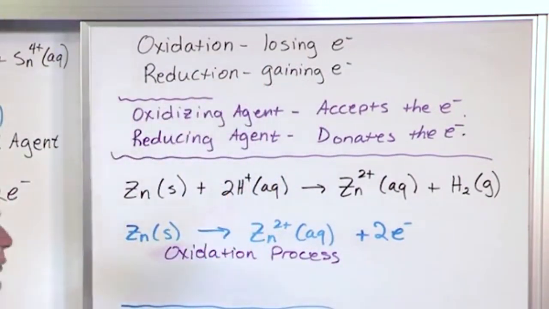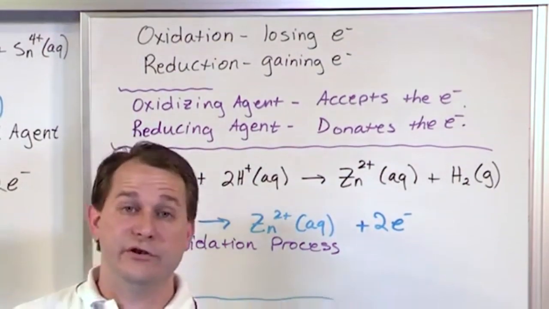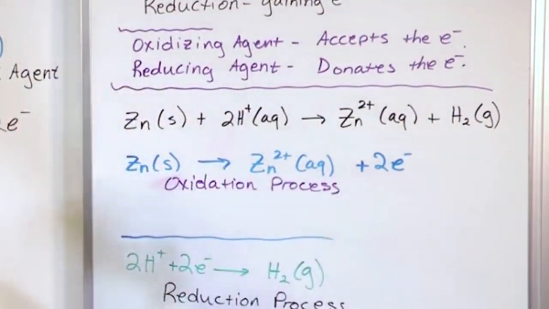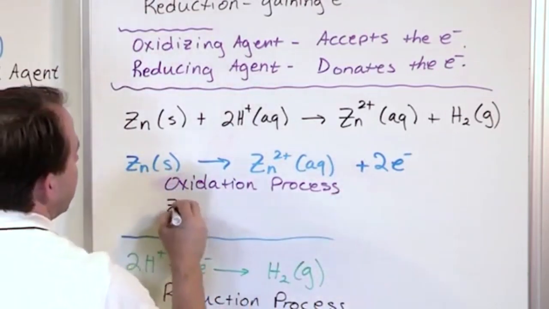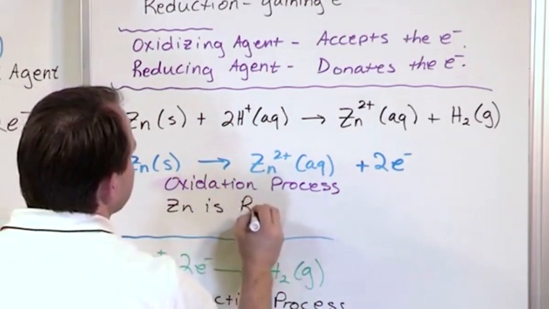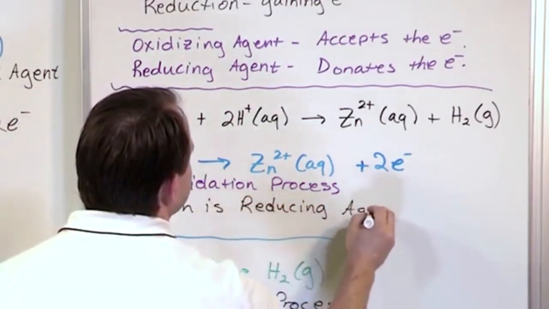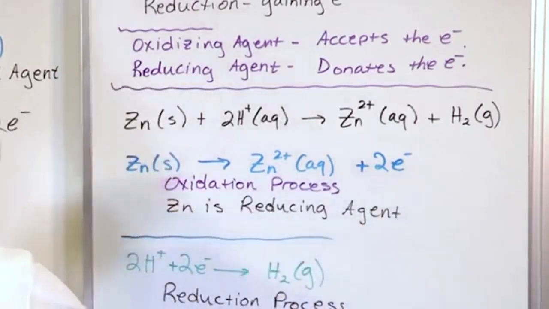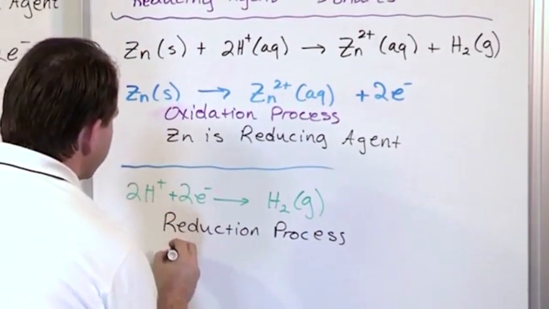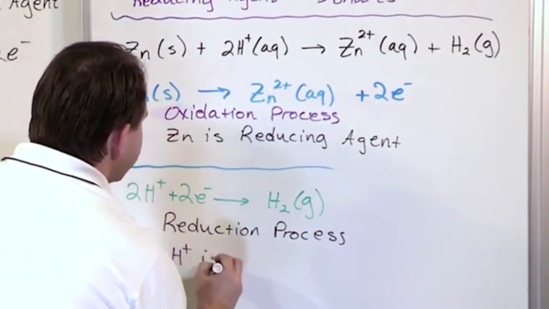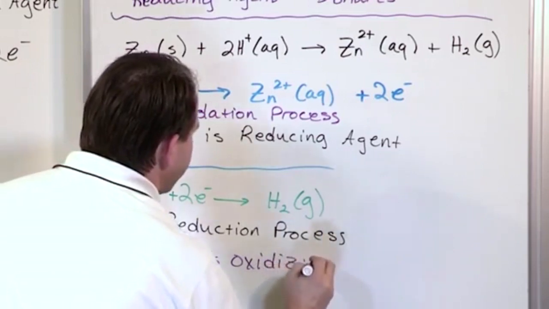Now, if I also wanted to identify what species is the oxidizing agent and what species is the reducing agent, it's very simple now. Once I know that this is an oxidation process, this zinc on the left-hand side is the reducing agent. All right? And then, since this is a reduction process, this hydrogen ion I started with, H+, is the oxidizing agent.